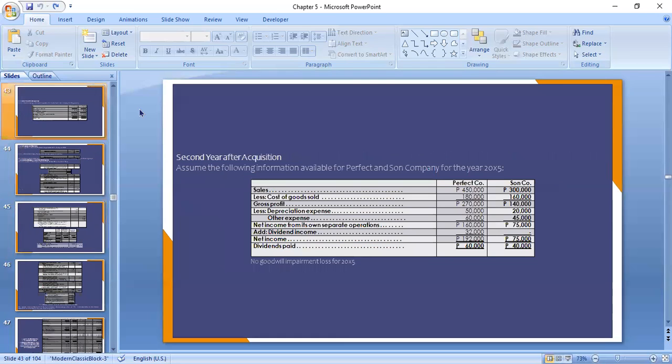Okay, assume the following information available for Perfect and Sun for year 20x5. So we have sales for the two companies.